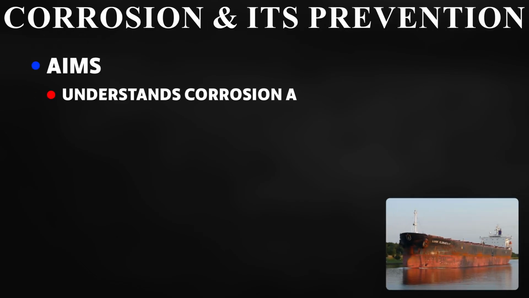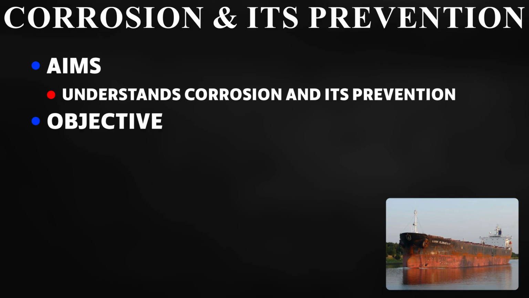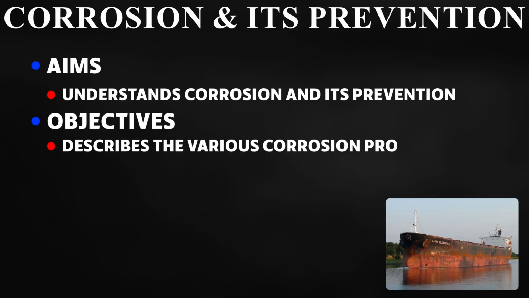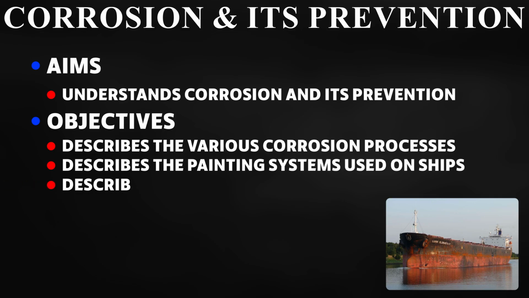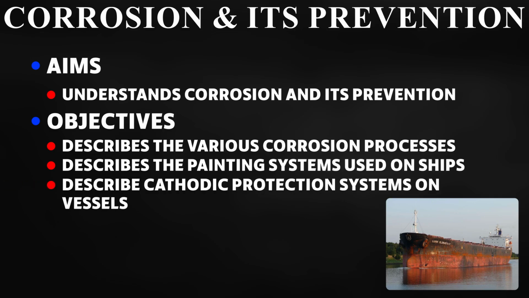Corrosion and its prevention. Aims: understands corrosion and its prevention. Objectives: describes the various corrosion processes, describes the painting systems used on ships, and describes cathodic protection systems on vessels.